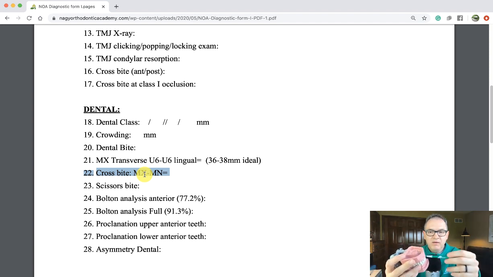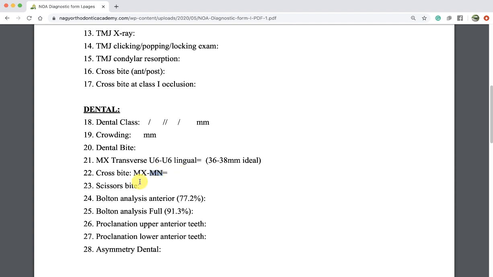Or you can actually have an anterior crossbite too, but that's different. That's under a different category. Here you're just trying to get the amount of crossbite. So all you do is measure the maxillary arch, how wide it is, then measure the mandibular arch and subtract it. If you get a negative number, you get a crossbite, because that means the mandibular arch is bigger than the maxillary. Scissors bite, okay?